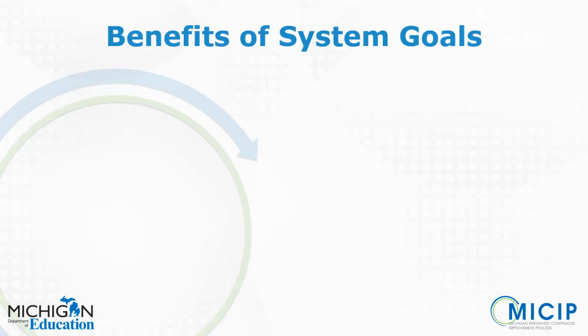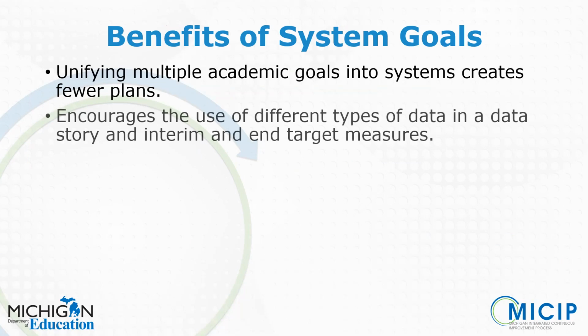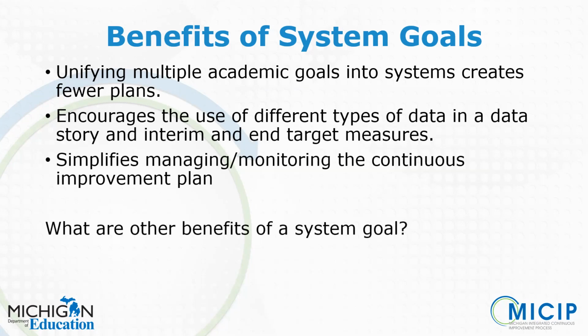So what are some benefits of systems goals? This slide identifies a few of them. First, having goals focused on systems simplifies the district continuous improvement portfolio by having fewer plans. Second, focusing on systems goals encourages a greater variety of data in a data story, as well as in interim and end targets. And because there are fewer goals, the monitoring process is also simplified. What other benefits might you see in focusing continuous improvement plans on systems?